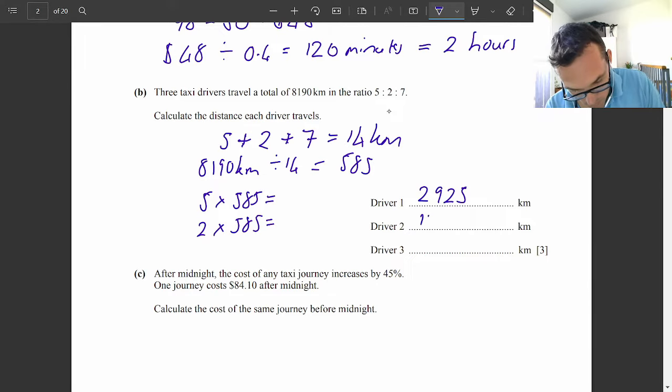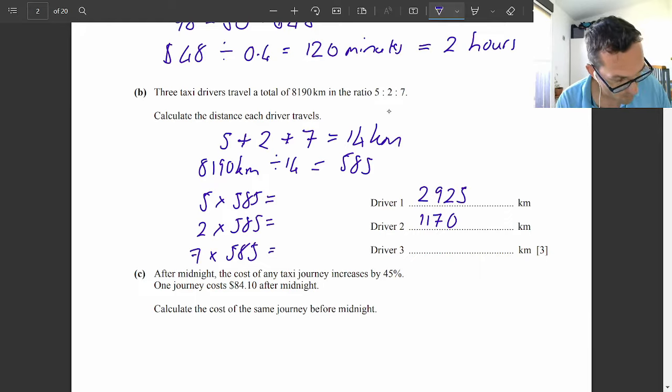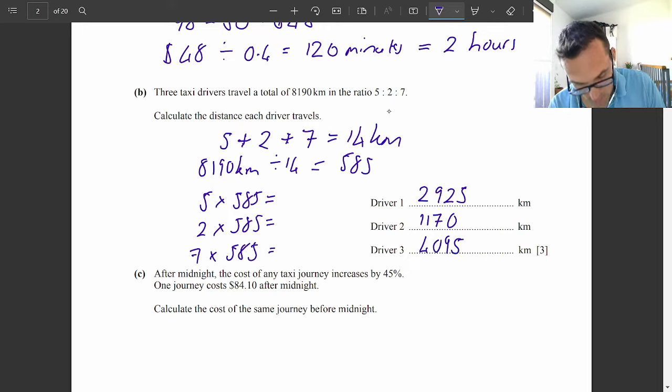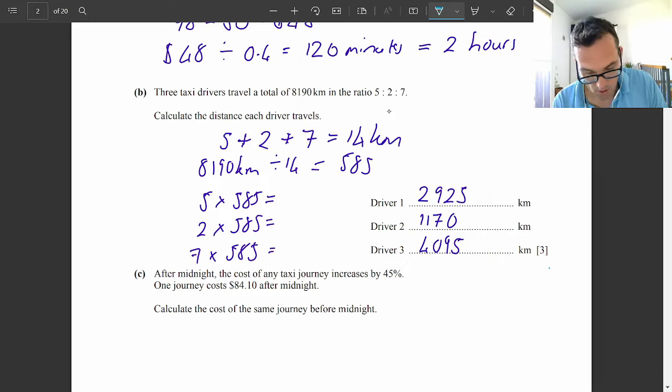For the second driver, it will be 2 times 585, which is 1,170. And the last one, of course, 7 times 585 is 4,095. Take a few seconds just to add up those numbers. You don't have to show this, but you do this with your calculator. Add these up to make sure you've done it right.